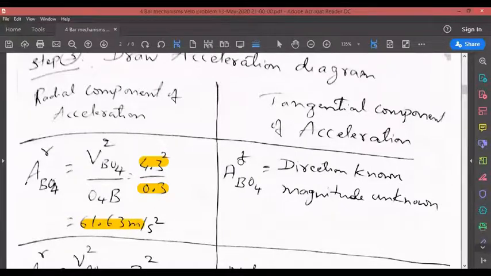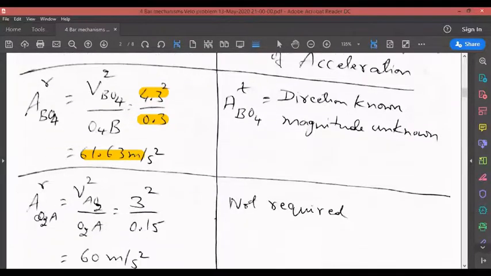Similarly, for the tangential component, we don't know the magnitude, but we know the direction: the tangential component will always be perpendicular to the radial component. The radial component is also called the centripetal component or normal component.